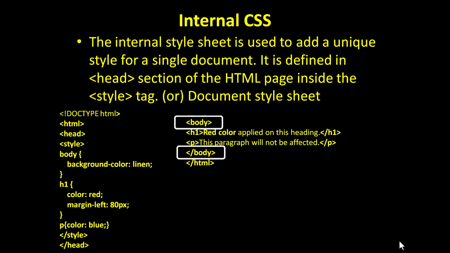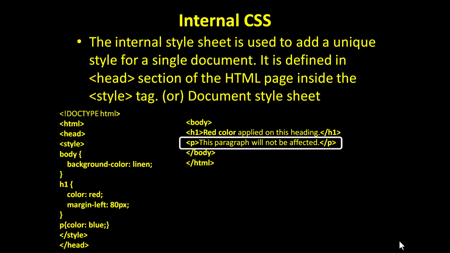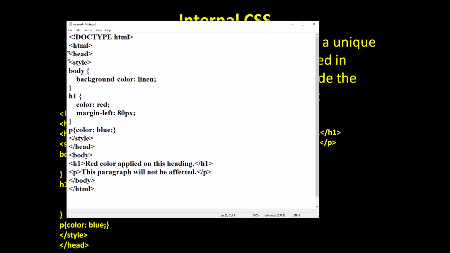Within the body tag we are going to write the heading section. The red color is applied to this particular heading, and within the paragraph section the paragraph is not affected, because it is going to show a blue color. So now let us see. Here we have written the same program which we are going to execute.